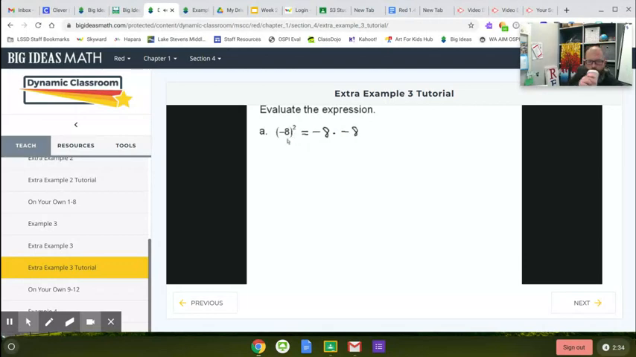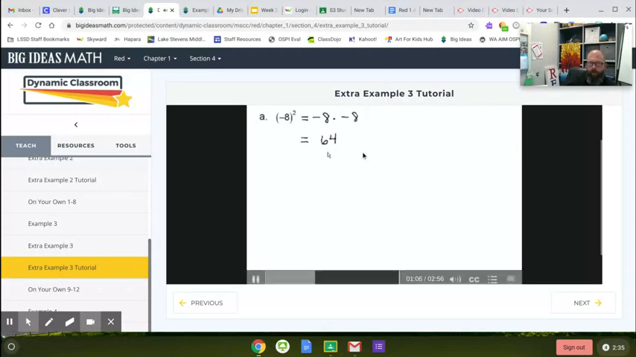Also notice that there are parentheses around our -8. This means that the negative is included. So we write -8 times -8. Now let's multiply. We have 8 times 8, which is 64. And then we have 2 negative signs. So that means we multiplied 2 integers with the same sign. So our product is positive. So (-8) squared is equal to 64. Let's try another example.